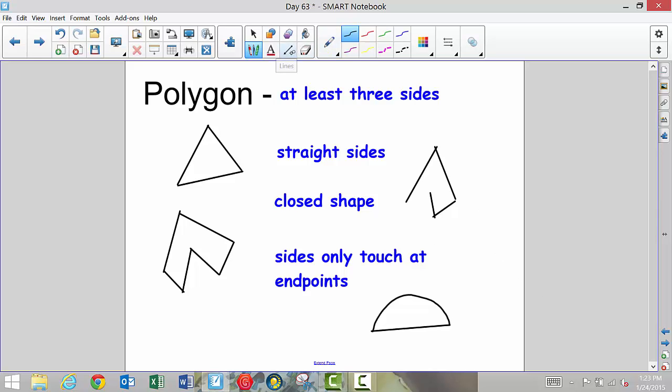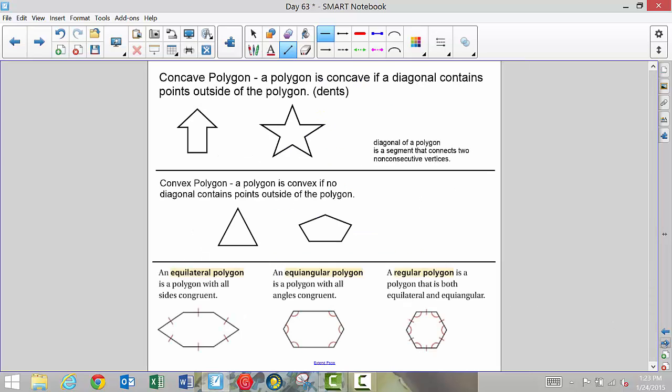And also sides can only touch at endpoints. So if you have something that crisscrosses like this, you have a whole bunch of shapes crisscross. This is not a polygon because the endpoints do not only touch at the sides, they crisscross. So if things cross in the middle or there's any intersection in the polygon, it's not really called a polygon because of that case, no intersections.